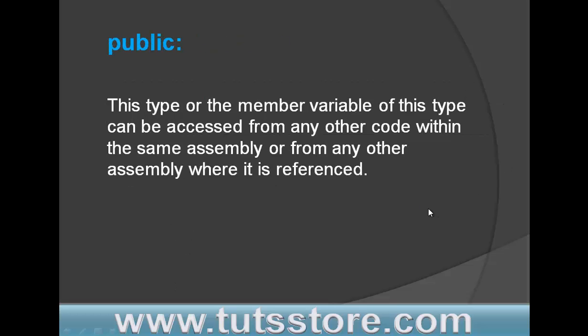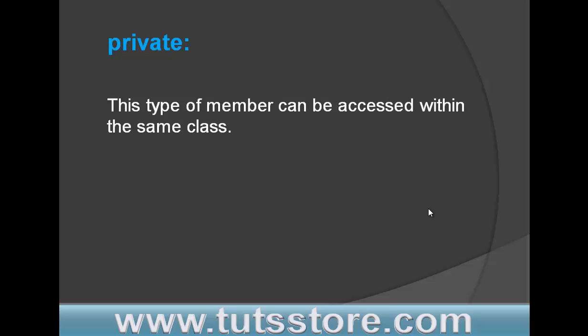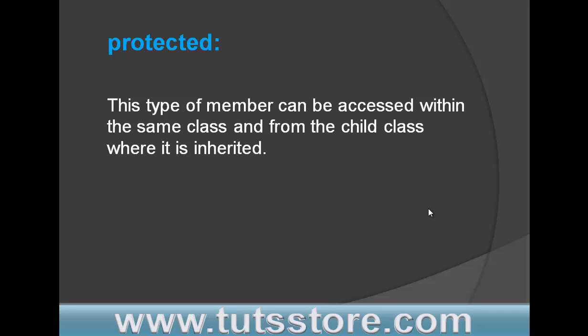First of all, public. This type, or the member variable of this type, can be accessed from any other code within the same assembly or from any other assembly where it is referenced. Private. This type of member can be accessed within the same class, because this is private. Protected. This type of member can be accessed within the same class and from the child class where it is inherited.